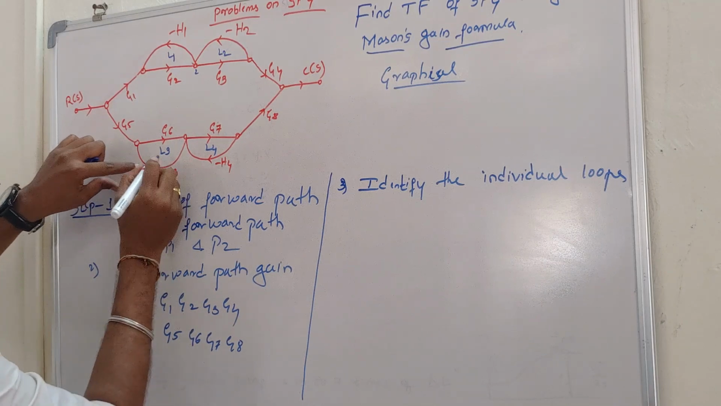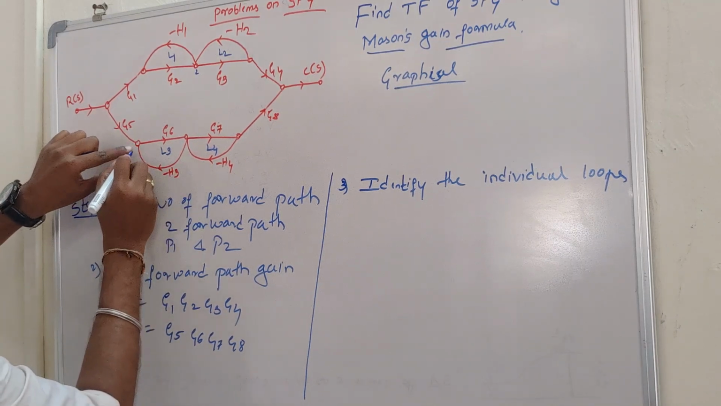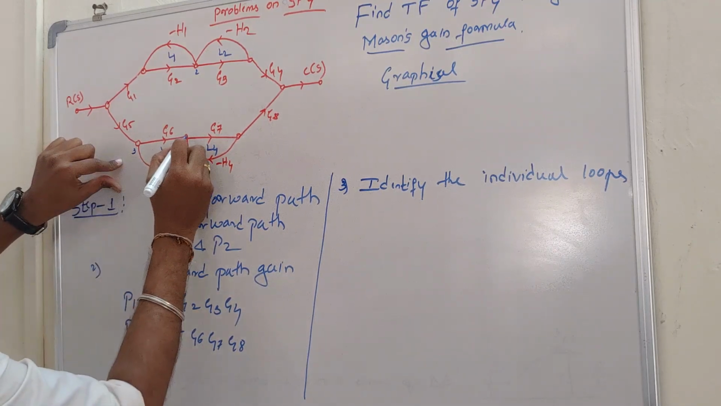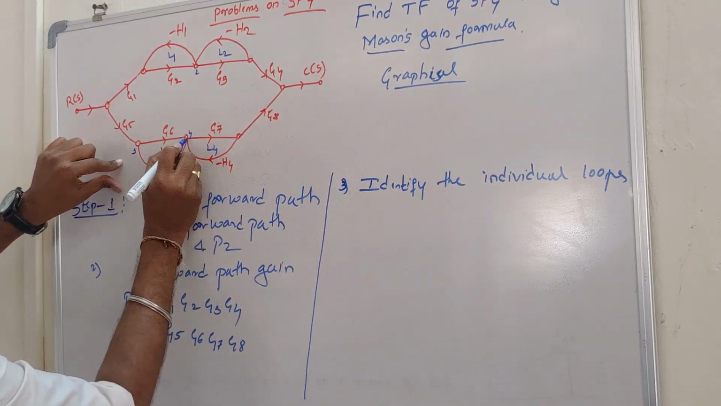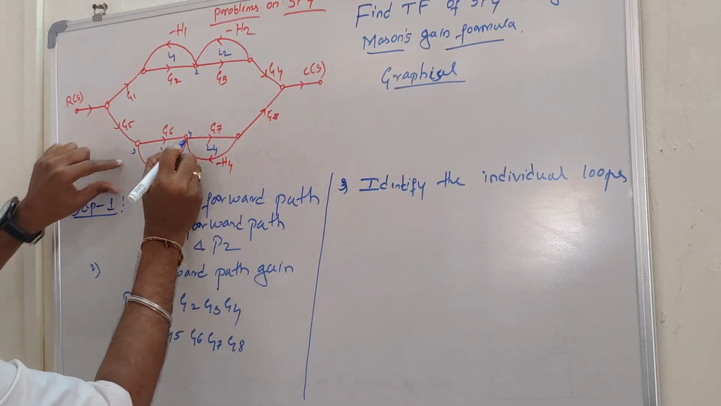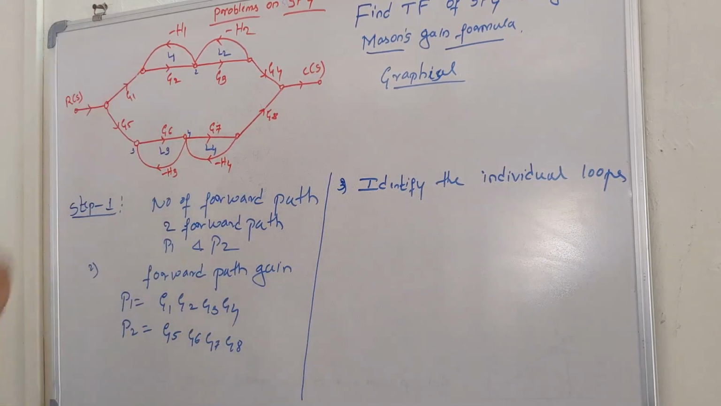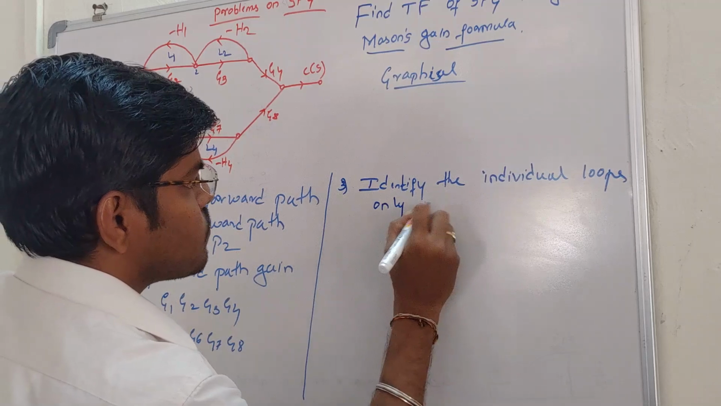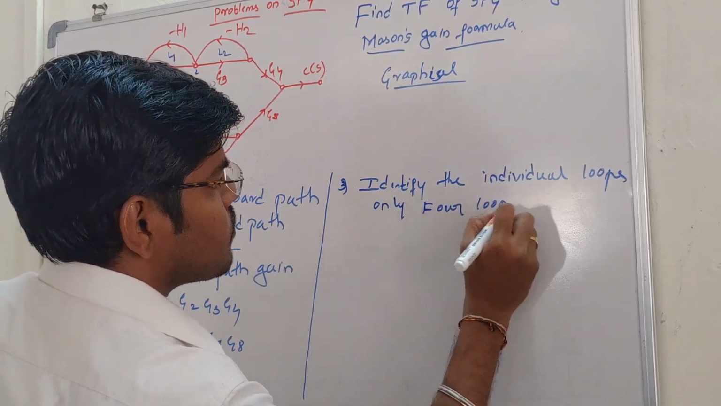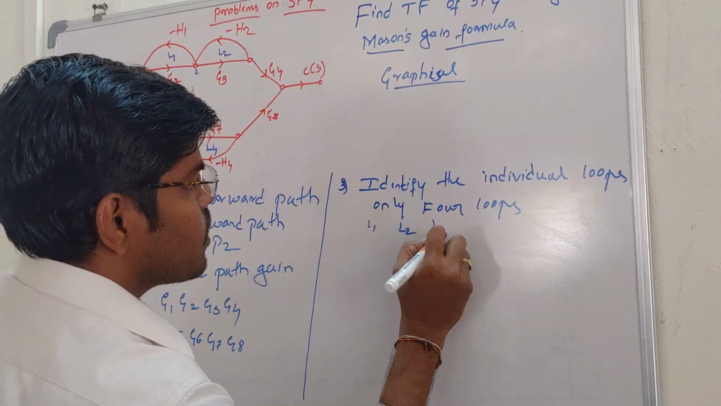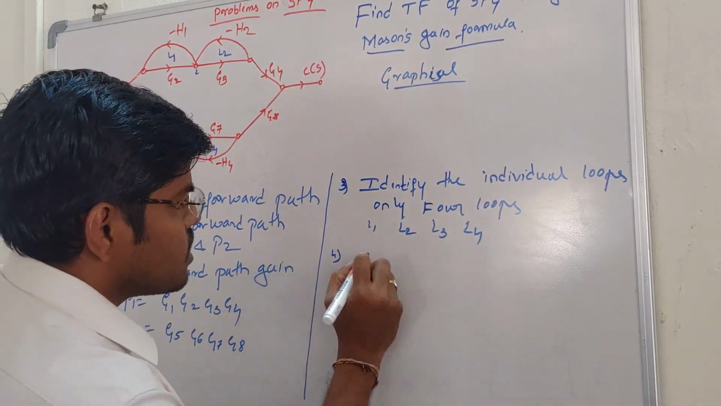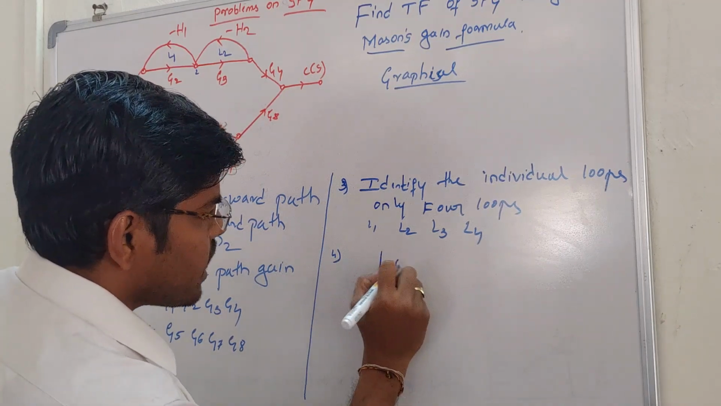Similarly, we have one more loop. It starts from node 3 and ends at the same node: loop 3. And the fourth loop starts from node 4 and ends at the same node 4. Apart from these four loops, there are no other such loops. There are only four loops: L1, L2, L3, L4.